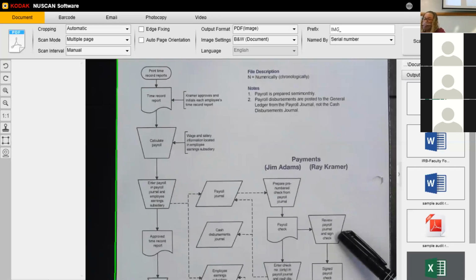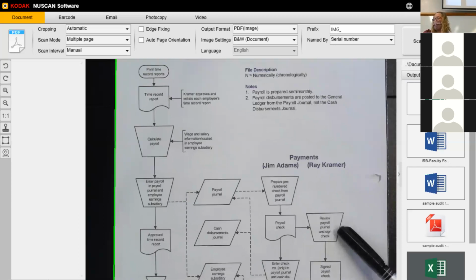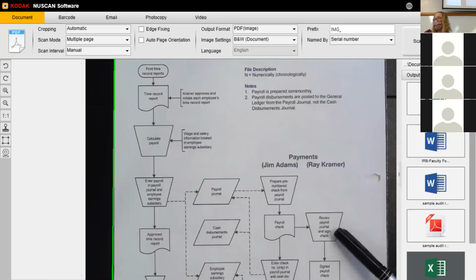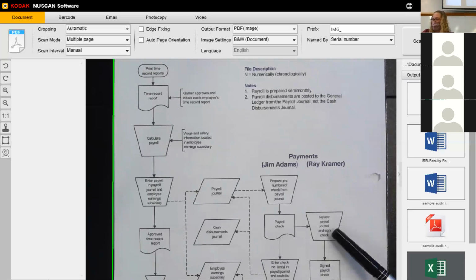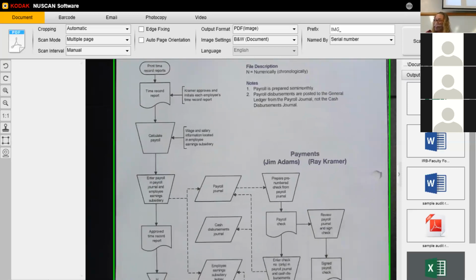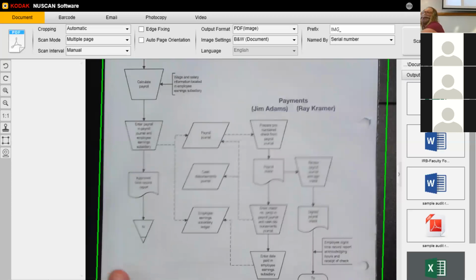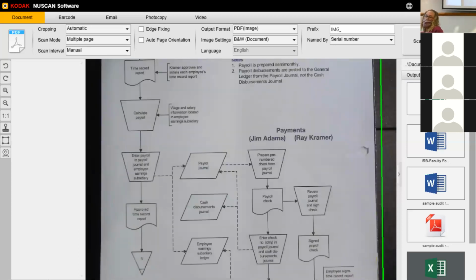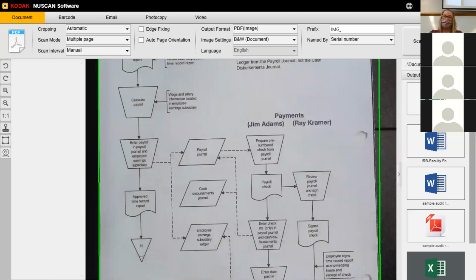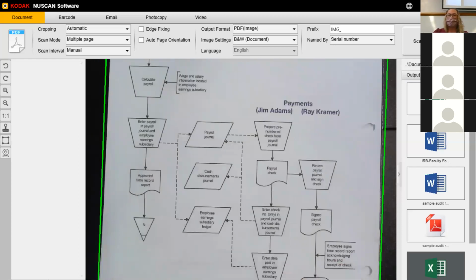Ray does a review of the payroll journal and signs the check. Another example of a supervisory review, which is a what? Internal control, exactly. And then at the end of the process, the employee signs the time record report acknowledging hours and the receipt of check. And the employee takes their check and pays bills and whatever else they do with that.